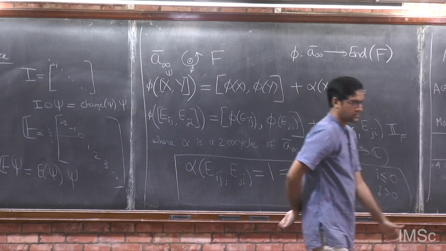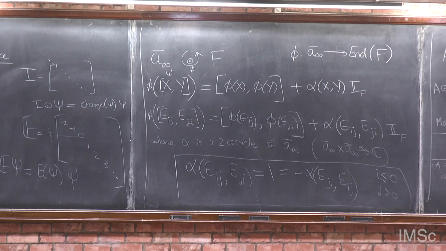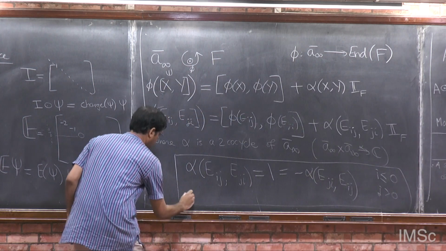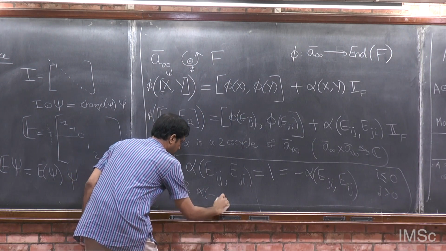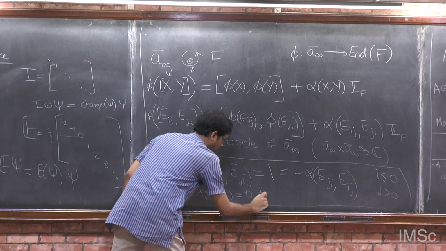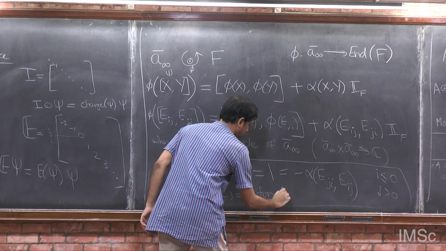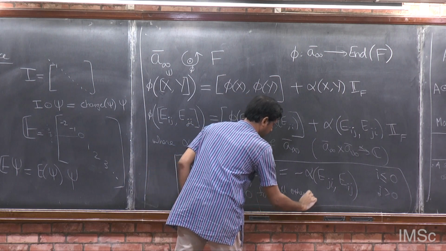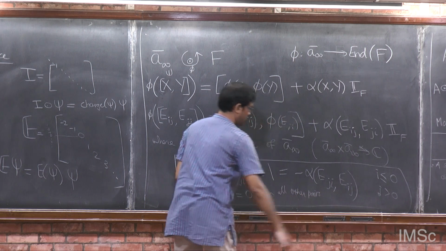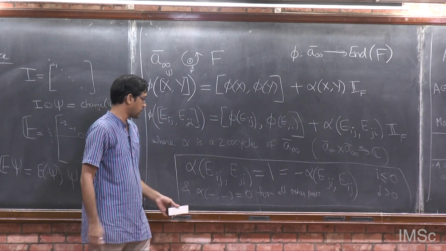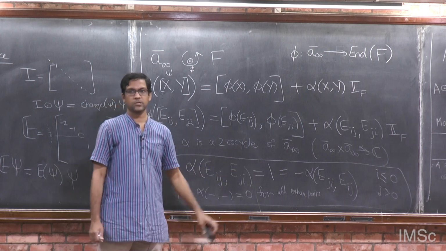Let me check that I'm not telling you something wrong. If i is less than or equal to 0 and j is greater than 0, yes, absolutely, and 0 everywhere else. So alpha is 0 for all other pairs of E_ij, E_kl. This particular function, extended bilinearly, turns out to be a 2 cocycle, satisfying all the properties.